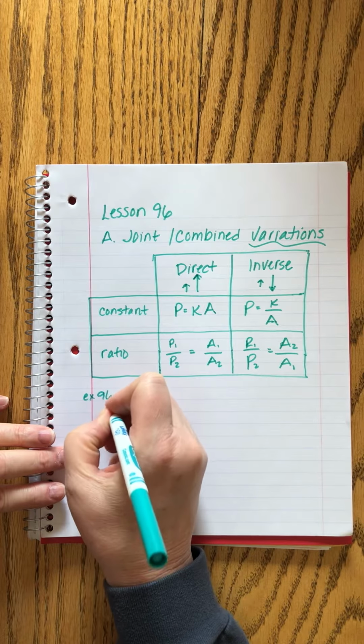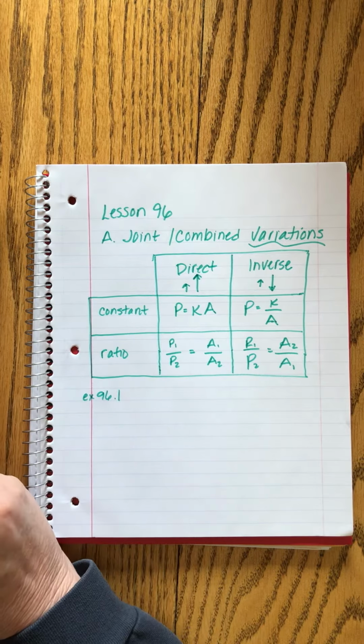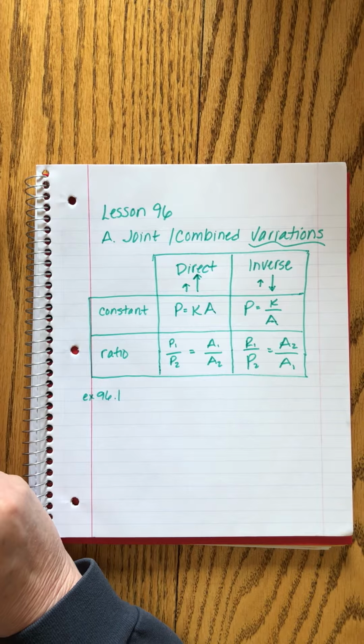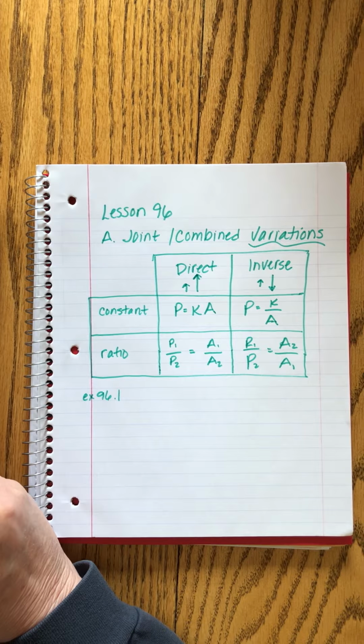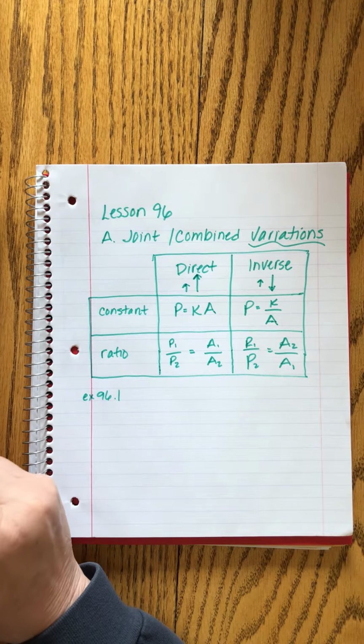Example 96.1. The number of girls varied inversely as the number of boys and directly as the number of teachers. Okay. So we've got girls, boys, and teachers. We have 3 things that are going on. So that's a little different.